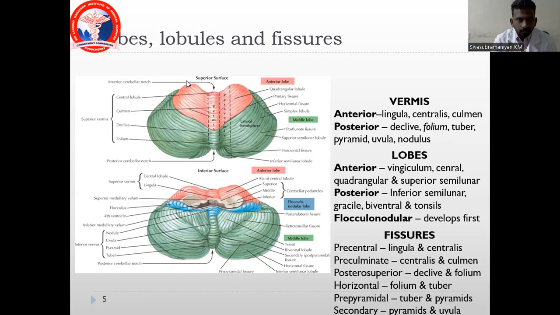And you have the various lobes and fissures in the cerebellum. You have the primary fissure that separates the superior and inferior aspects of the cerebellum. And you also have the pyramidal fissure that separates the secondary lobule of the cerebellum from the pyramidal lobe. And you have the precentral fissure that delineates the lingula and the centralis, the preculminate fissure that delineates the centralis and culmen, the posterior-superior fissure that separates the declive and the folium, and the horizontal fissure that separates folium from the tuber, the prepyramidal that separates the tuber from the pyramids, and the secondary fissure that separates pyramids from the uvula.